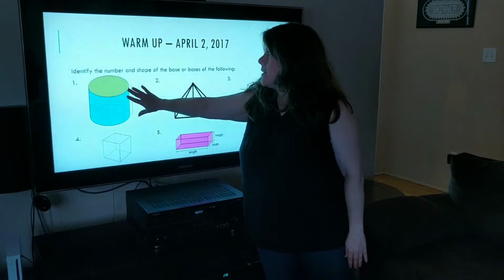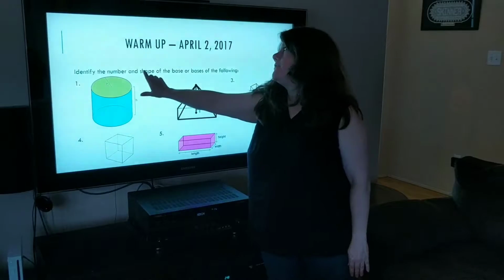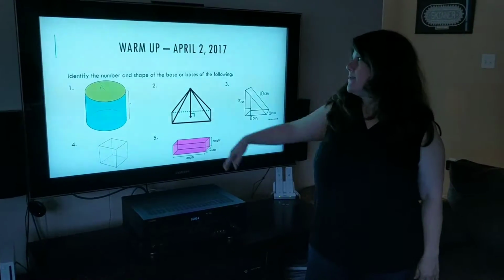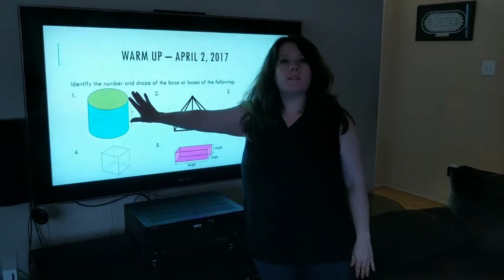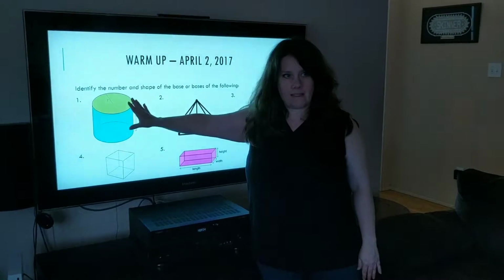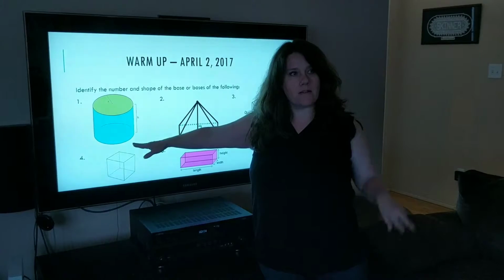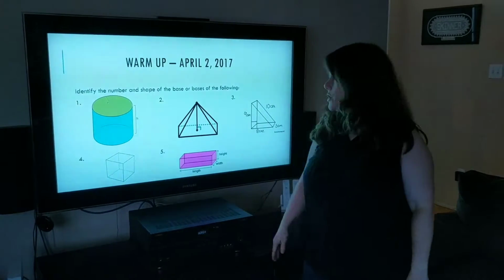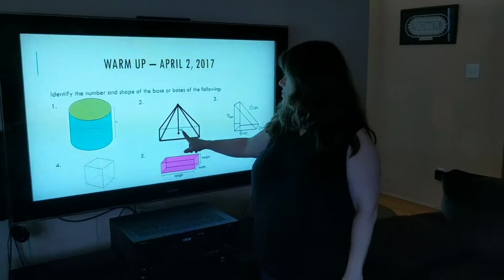It is a cylinder, and I asked you to identify the number and shape of the base or bases. So what is the shape of the cylinder's base? It is a circle. How many of them are there? There are 2, so that's what you should have on your card. Let's take a look at shape 2.